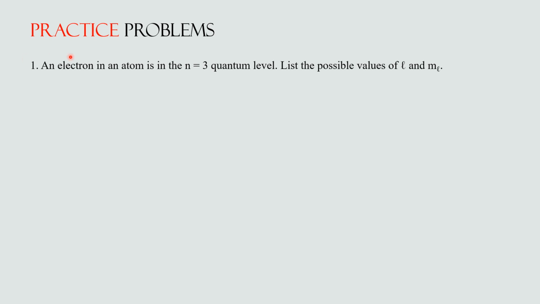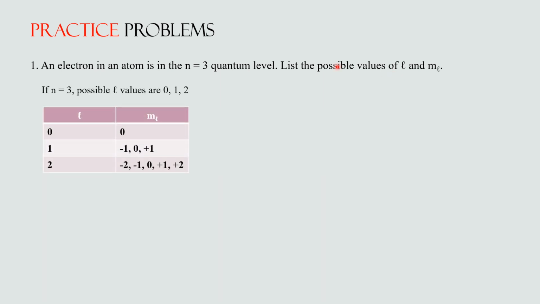The first question: an electron in an atom is in principal quantum number 3, n equal to 3 level. List possible values of l and ml. If n is equal to 3, the possible l values are always 0 to n minus 1. So 0, 1 and 2. What are the possible ml values? l depends on n, ml depends on l. If l is 0, ml value is 0. If l is equal to 1, minus 1, 0, plus 1. If l is equal to 2, minus 2 to plus 2.